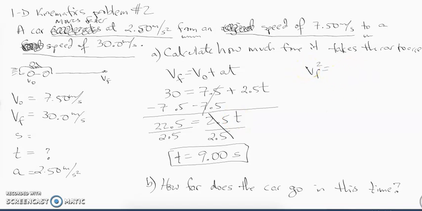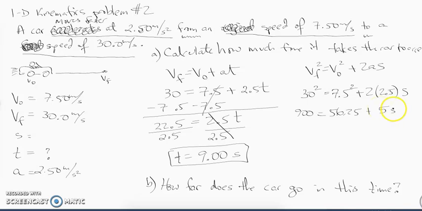So let's use this one just because I like it. There are others that you could use. The final speed is 30. The original speed is 7.5. We're accelerating at 2.5 meters per second squared for a certain amount of distance. So squaring these is going to get us 900. Squaring 7.5 is going to get us 56.25. Multiplying 2 and 2.5 is going to get us 5.